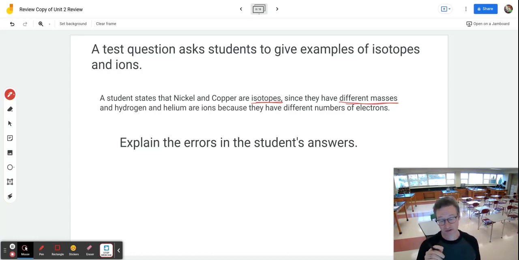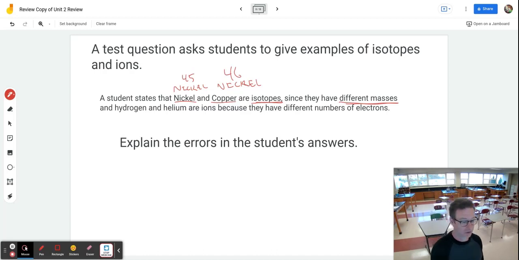The first factor that has to be true is that the atoms have to be of the same element. Okay, so if you had 2 atoms of nickel, for example, one of them has a mass of, I'm going to pick a number at random here, 45, and then you had another atom of nickel that has a mass of 46. Okay, those are isotopes because they're both nickel, but they have different masses. So again, they got the second part right. Different masses is key to making something an isotope.